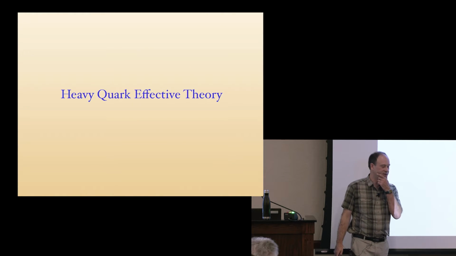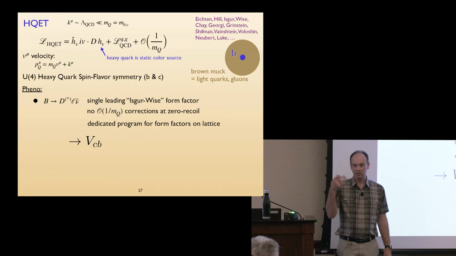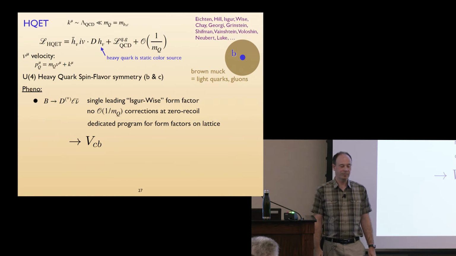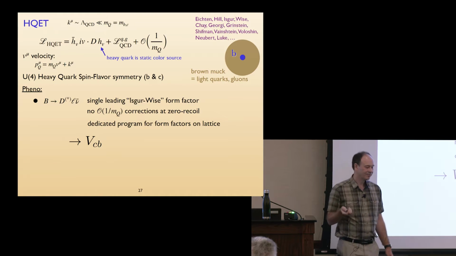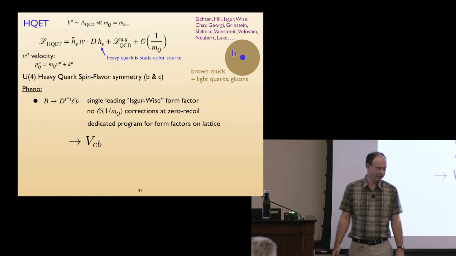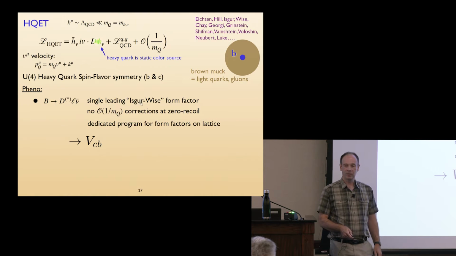Okay, let me talk about a different effective field theory, heavy quark effective field theory. I already mentioned the physics of a bottom quark, and we think about the physics of a B meson as a bottom quark surrounded by brown muck, a term I think Georgi coined, where light quarks and gluons are building up the state. They're described by just QCD, but the heavy quark, we can integrate out the mass scale and think of it as a static source.